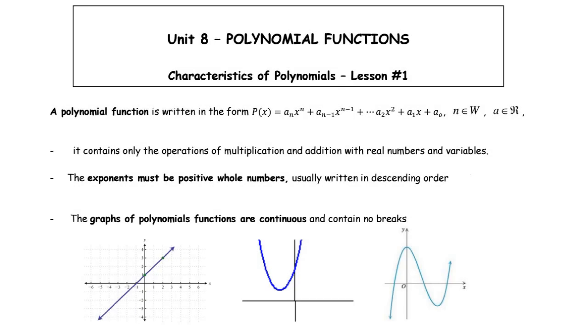In this chapter, we're going to be studying polynomials. In this lesson, we're going to be studying the characteristics of polynomials. All right, hi everybody. So in this lesson, we're going to look at the characteristics of polynomials, okay? Now, this is going to be kind of a long lesson.